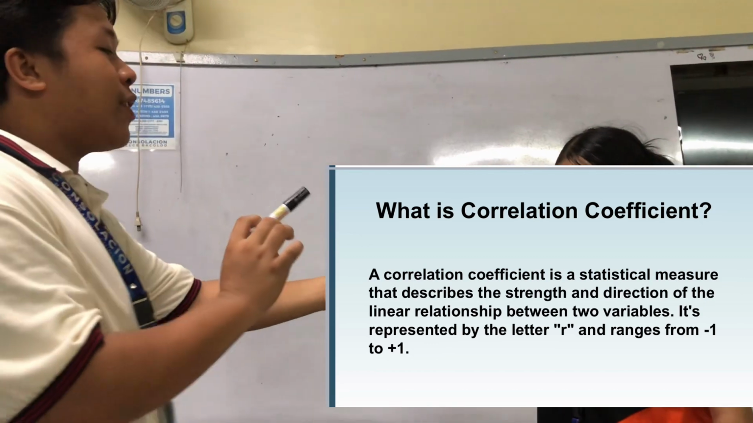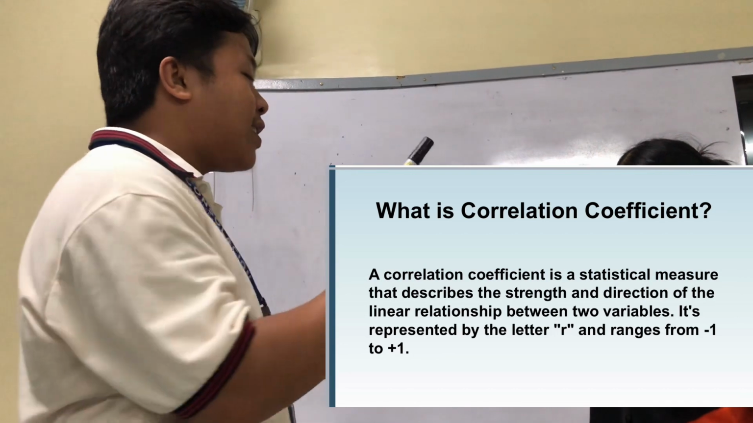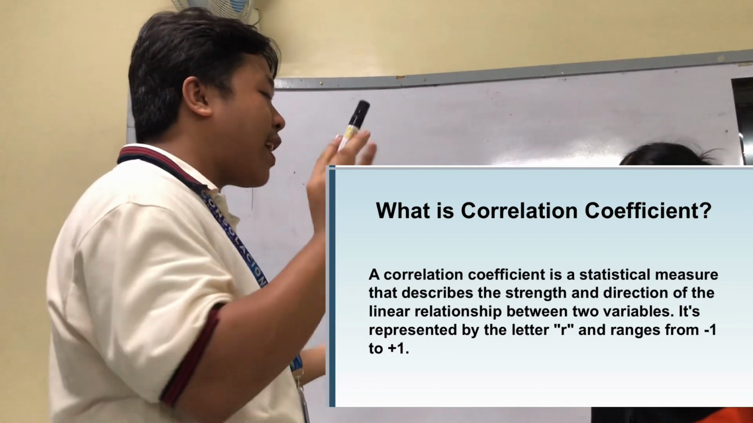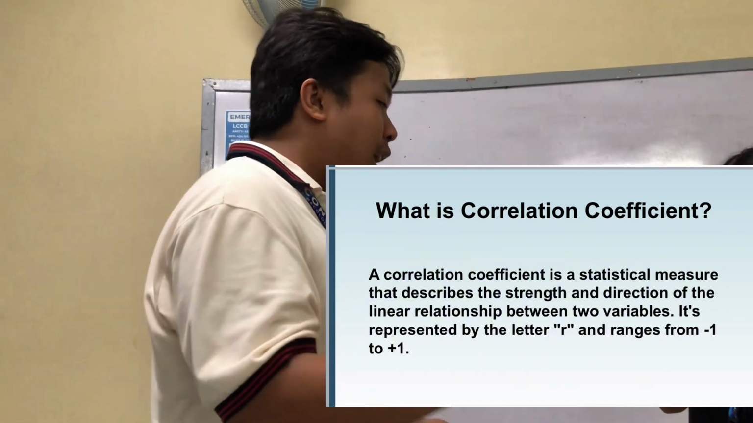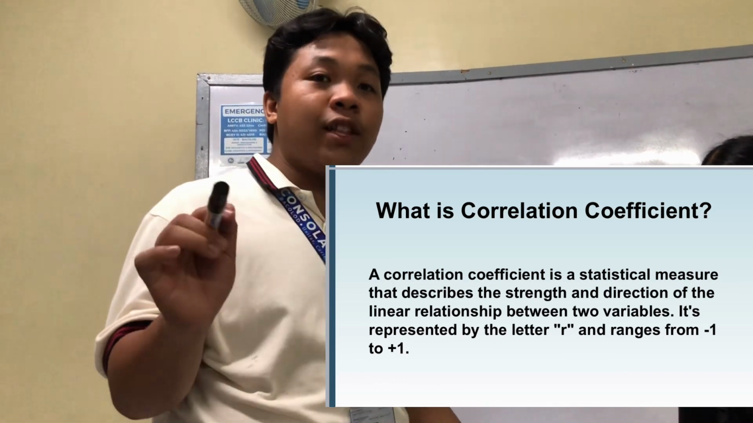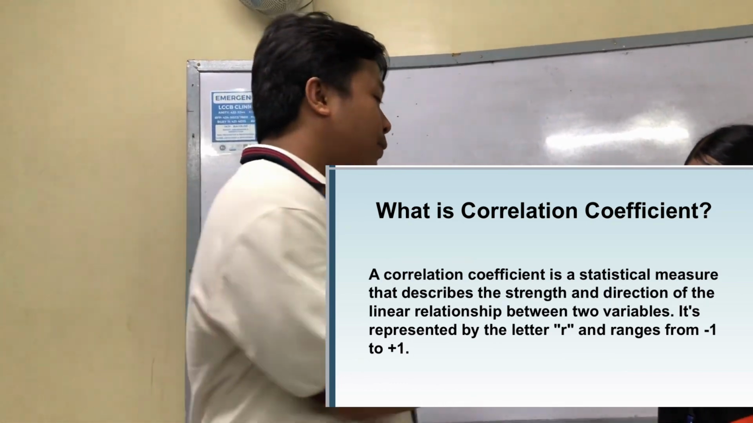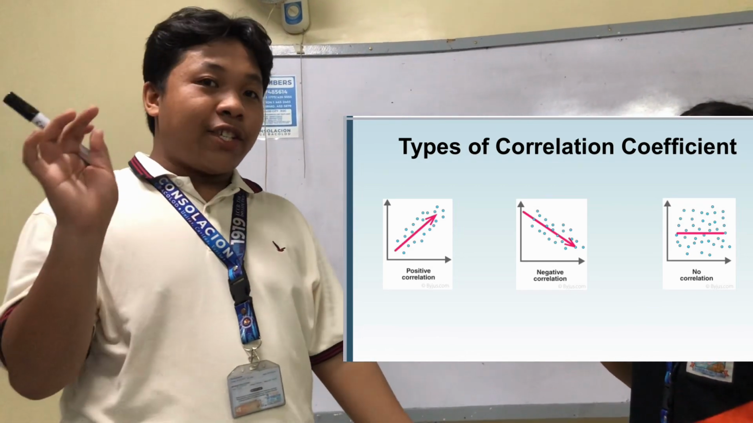So what is correlation coefficient? A correlation coefficient is a statistical measure that describes the strength and direction of the linear relationship between two variables. It's represented by the letter R and ranges from -1 to +1. And today, the next is types of correlation coefficient.